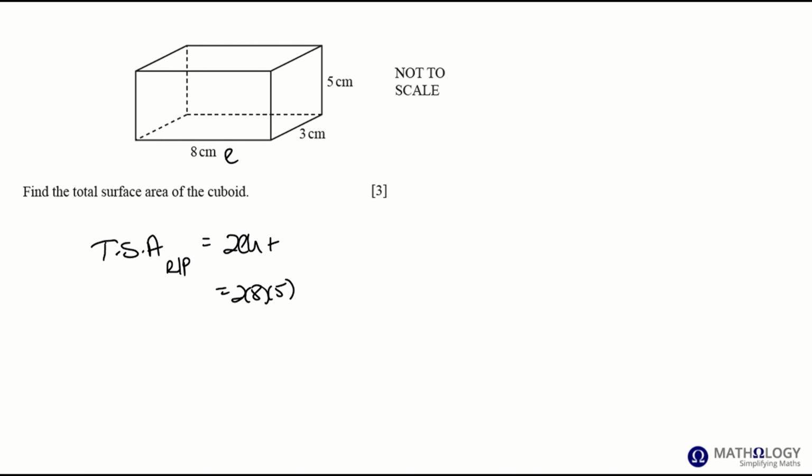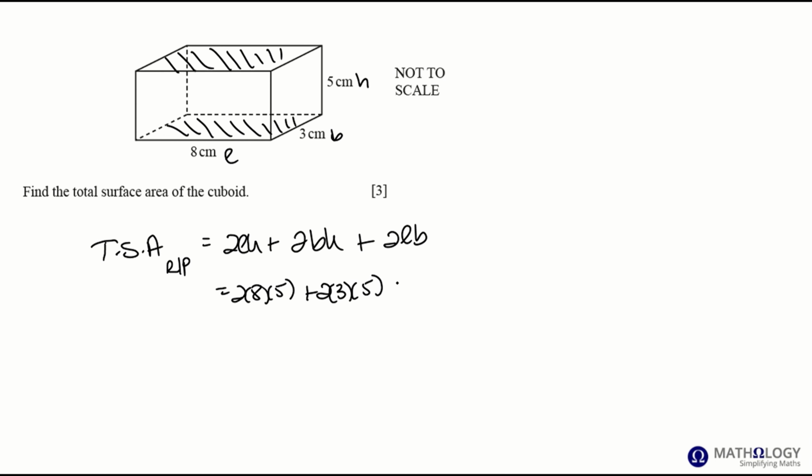We now also have 2 side rectangular faces, and that 3 is the breadth and the 5 is the height, so it's plus 2bh. So it's 2 times 3 times 5. Finally, we've got the top face and the bottom face. So that'll be length times breadth. There's 2 of those, twice length times breadth. So it's plus 2 times 8 times 3.